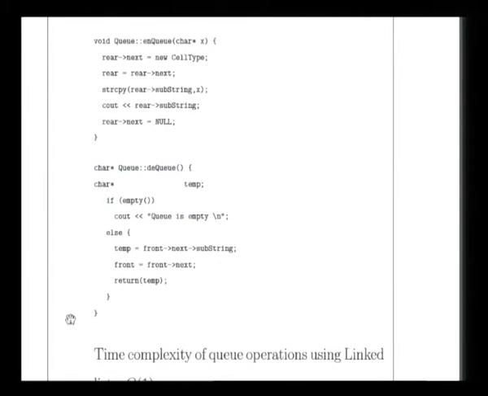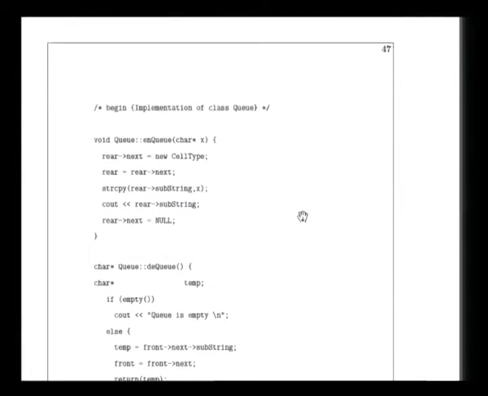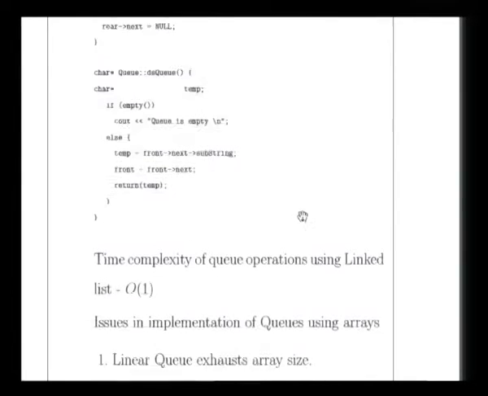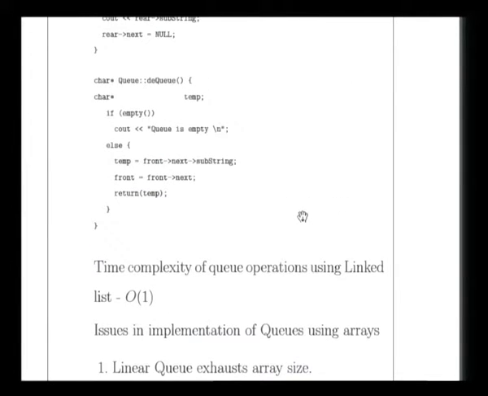Similarly, we can argue that the time complexity of the dequeue operation is also order 1, and creating an empty queue, every one of these is order 1. So, this particular list implementation is not difficult, it only takes order 1 time.